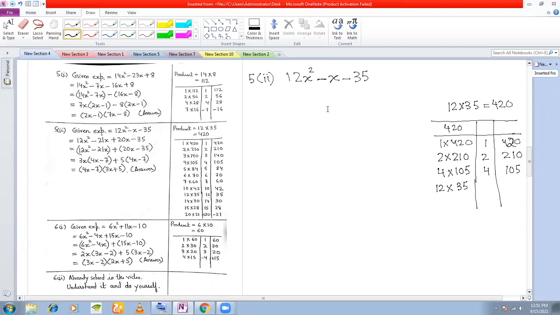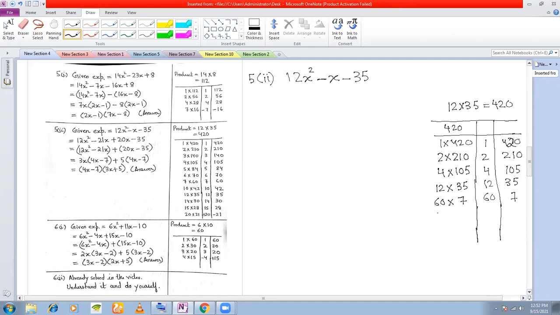So will 35 and 12 give you minus 1? No, sir, they will also not give you minus 1, right? Next, 35 can be divided by 5. So you multiply 12 by 5 to get 60, and you divide 35 by 5 to get 7. 60 and 7. Will they give you minus 1? No, they will not. Okay, fine. So these I have done. What can be the next factors? After 1 and 2, what can be the factor?